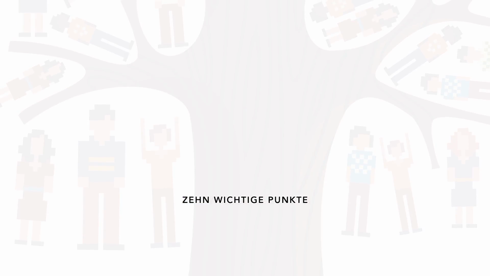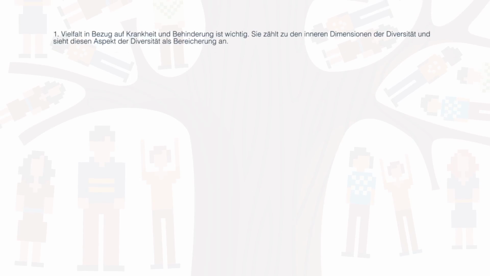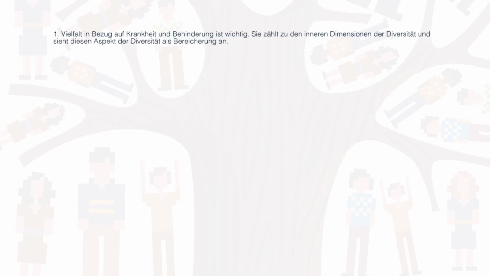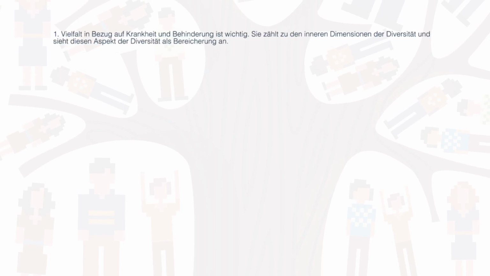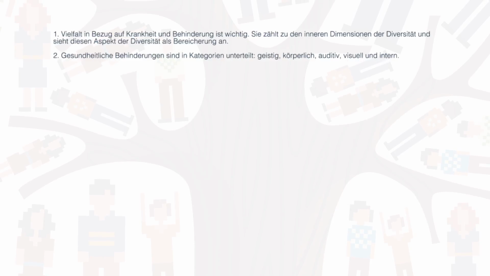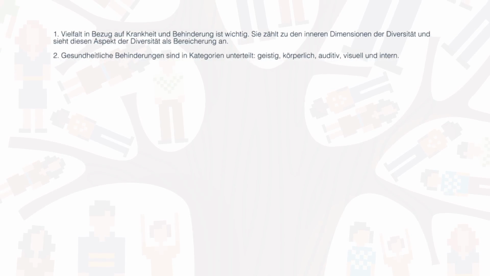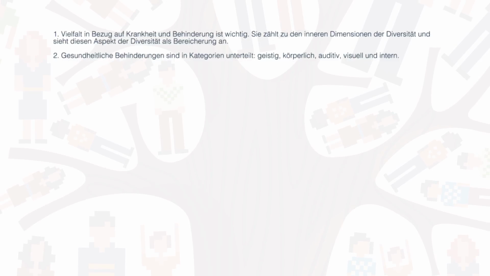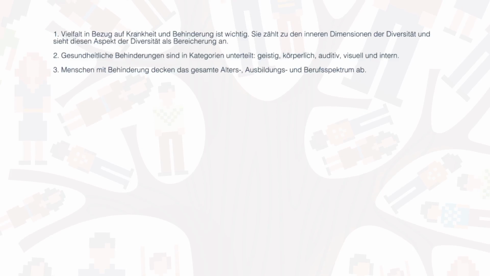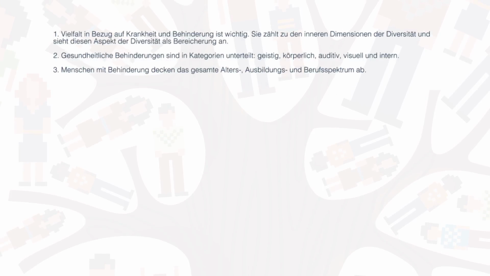10 important points to remember. Diversity in terms of the health status is important. It is among the internal dimensions of diversity and views this type of diversity, difference, positively. Health disabilities are divided into categories: mental, physical, auditory, visual, and internal. People with disabilities cover the entire age, education, and professional spectrum.